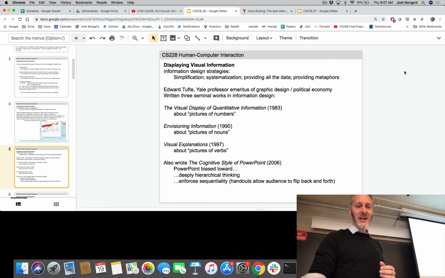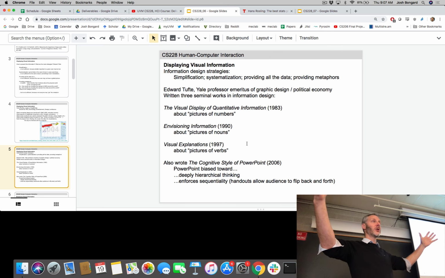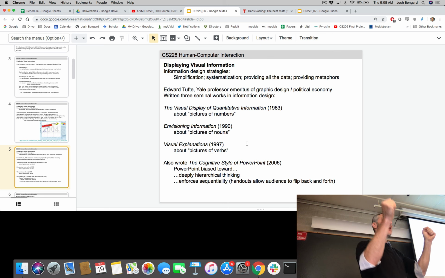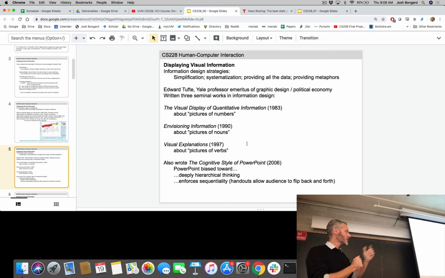We'll then switch to his second book, which is about pictures of nouns or pictures of things. In this case, we're trying to reason about data that is drawn from actual physical objects that exist out there in the world. They have a particular place and a particular time. They have a particular organization of one another in the real world. We want to try and abstract that relationship, but not distort it too much, and present it back to the user. And we'll finish today's lecture with visual explanations or pictures of verbs.